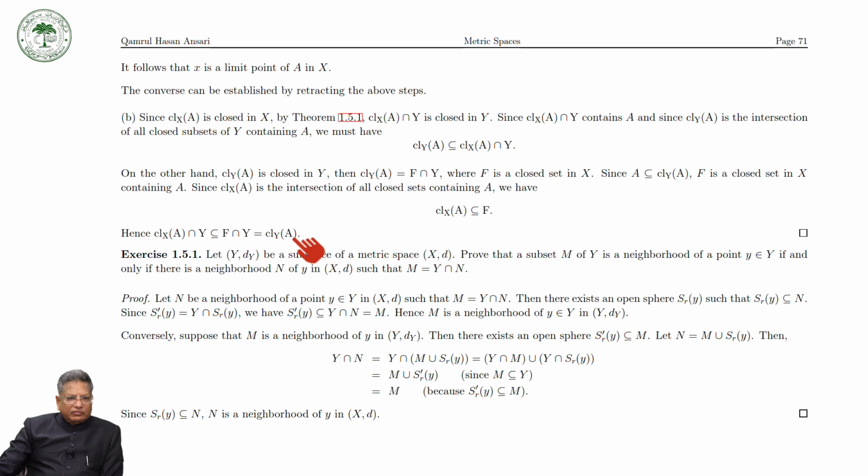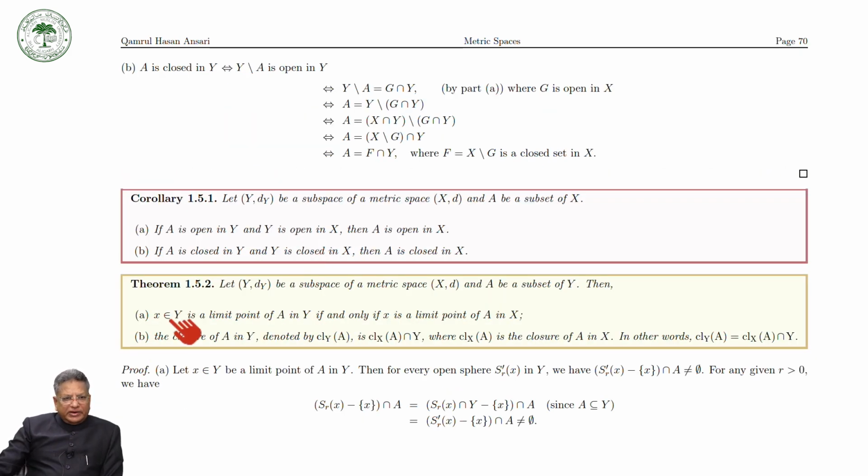So this way we can prove that, for the limit point, x is a limit point of A in Y if and only if x is a limit point of A in X. And the second thing is that the closure of A in Y is equal to the closure of A in X intersection Y.